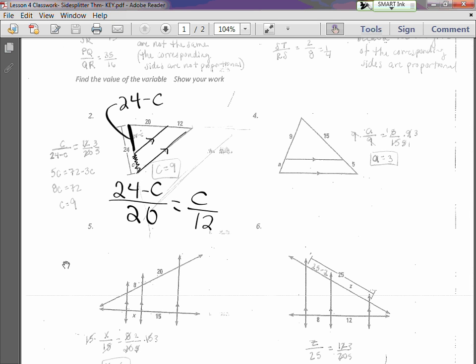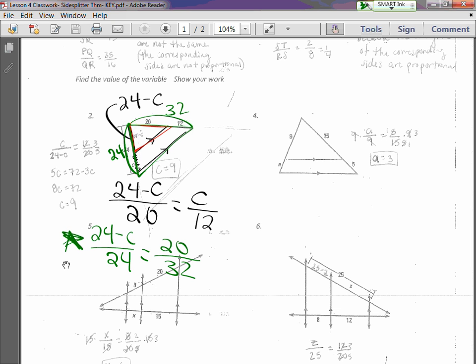Now also, guys, you could have chosen to go back to old-fashioned comparing the small triangle to the big triangle. That would have been fine. My small triangle is still side 20 and 24 minus C. But then the big triangle would have been 24 and 32. So you could have set it that way. So 24 minus C compared to the big triangle, which is 24, equals the small triangle 20 compared to the big triangle 32. This is what we would have done before we learned our side splitter theory. So you could have gone back to that, that's fine, or done the pieces. Other questions with number 2?